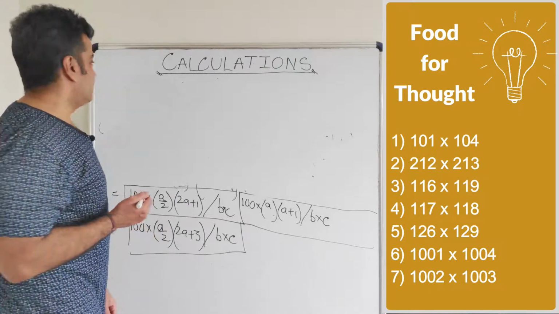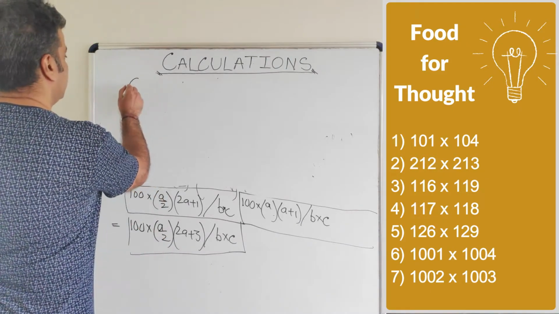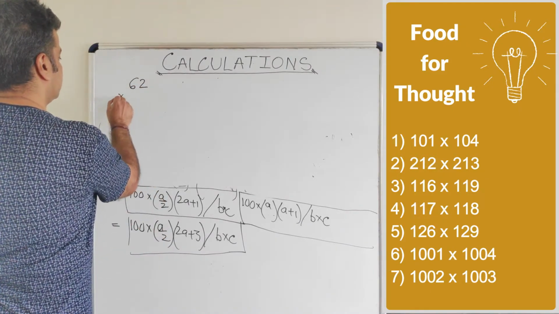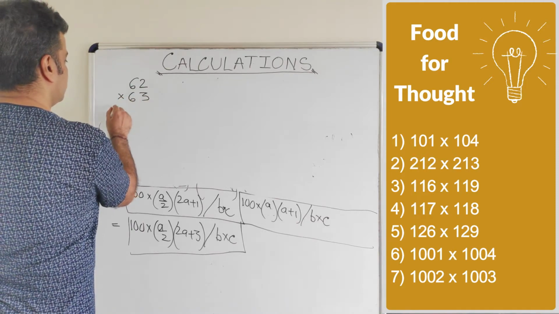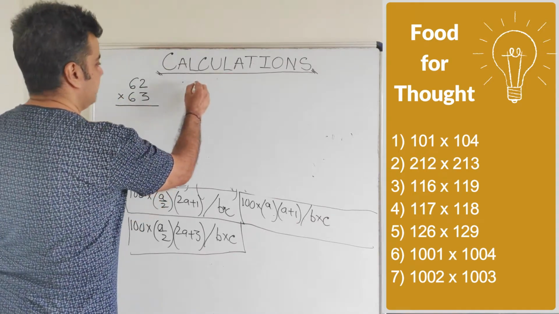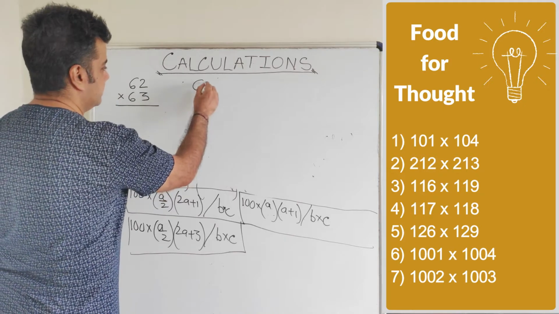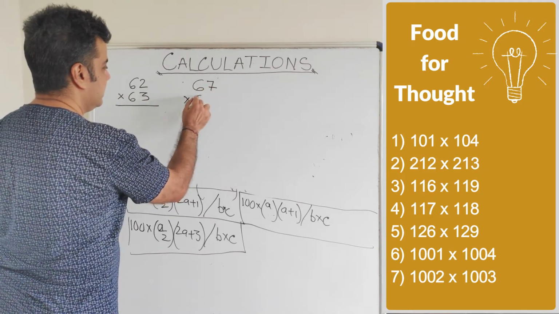So time to take examples. If I were to multiply, let us say, 62 with 63, what is going to be the outcome? Vis-a-vis, if I had to multiply, let us say, 67 into 68.